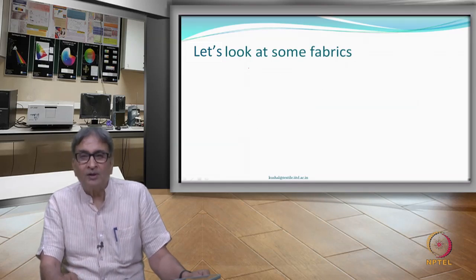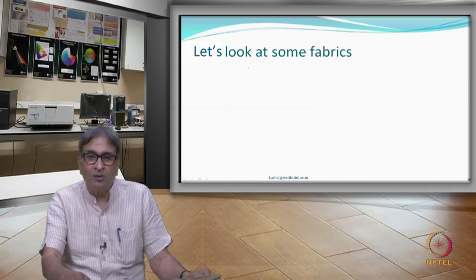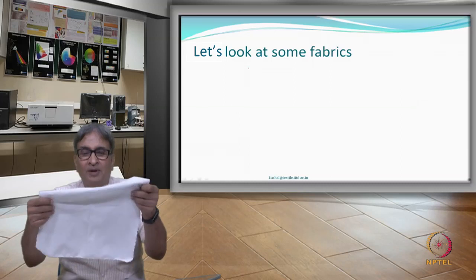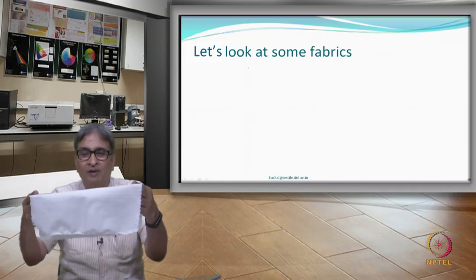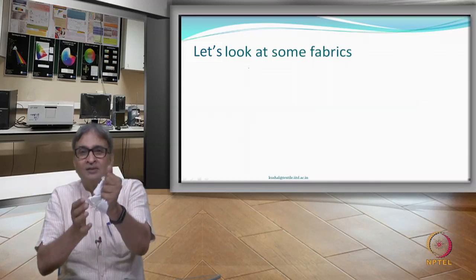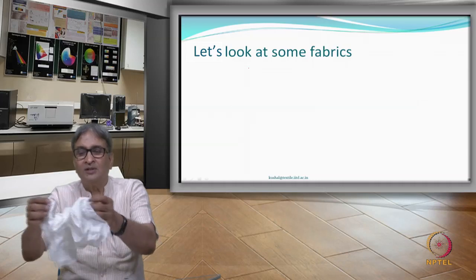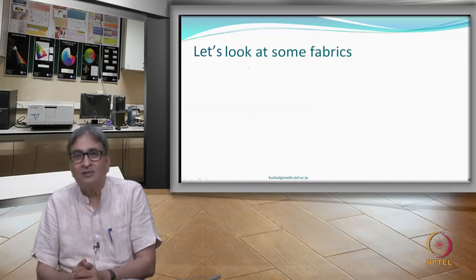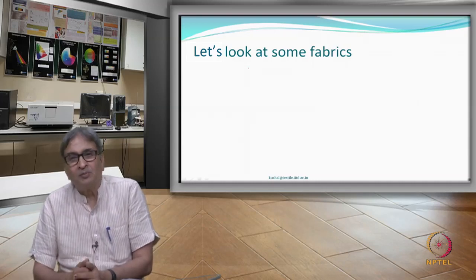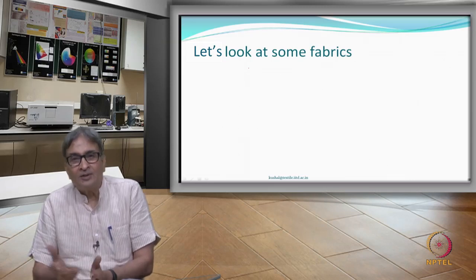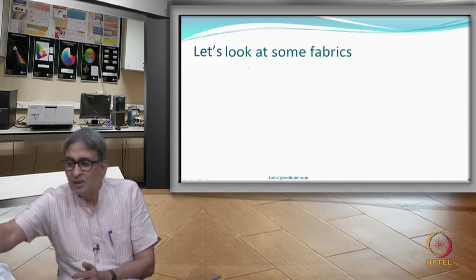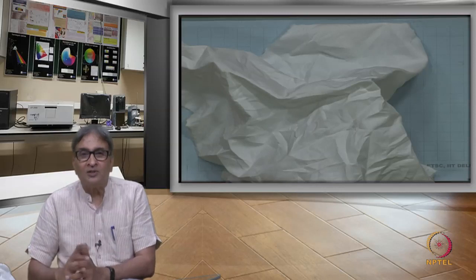So, before we take up the topic, let us look at some of the fabrics. This is a fabric of cotton. At the moment it looks good, but if I press it, you can see the creases. You see the creases? They are more clear now. We started with a fabric which looked pretty plain, nice looking, and now suddenly it has so many creases. You can clearly see them.